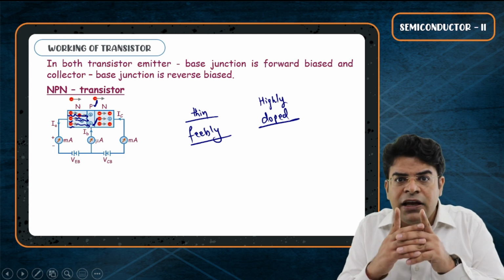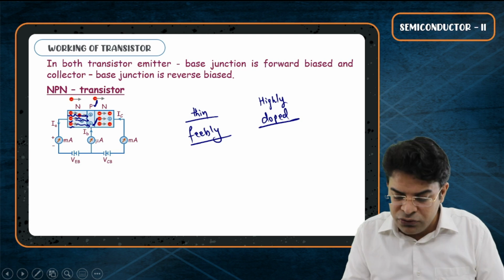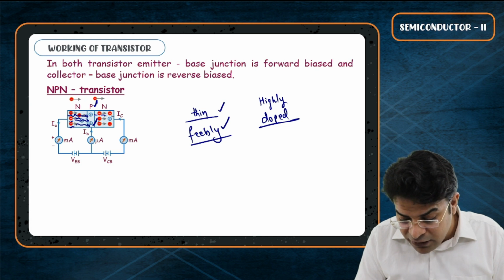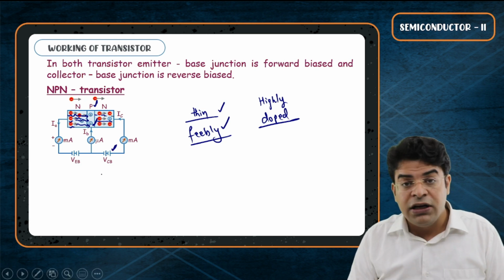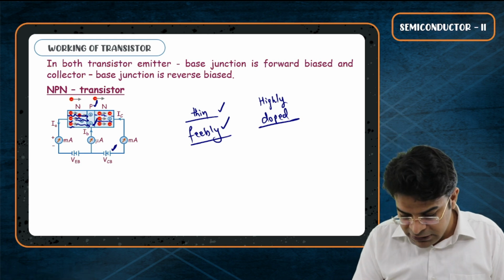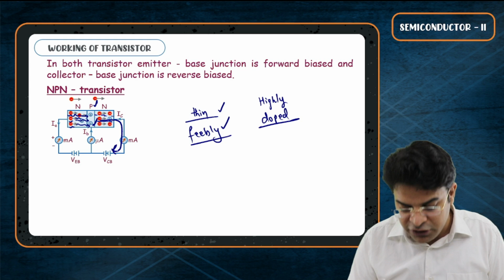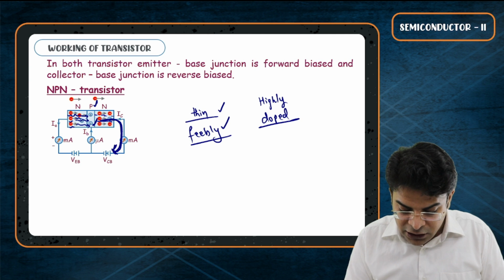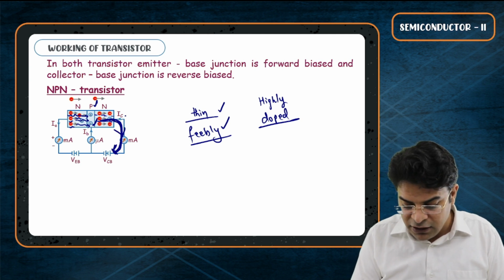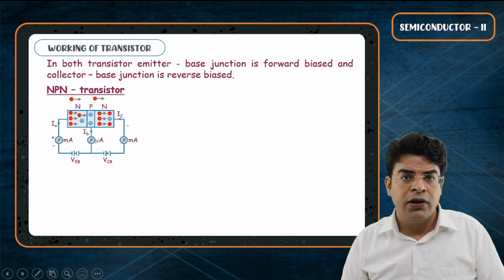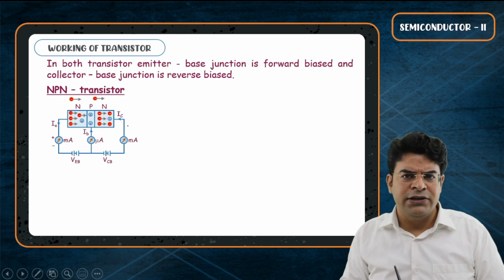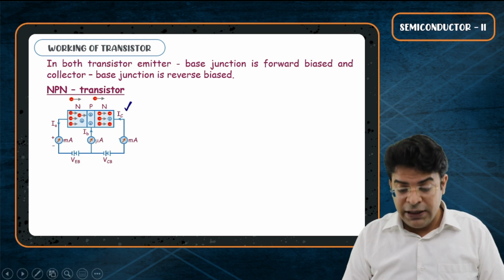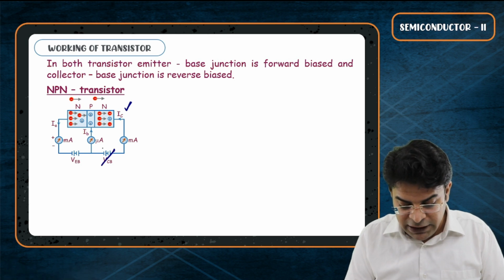And as there are very less number of holes available in the base due to being feebly doped and thin in size, these electrons are then attracted by this positive potential connected to the collector. See here, these electrons will be attracted by this positive polarity. And if the electron moves crossing the collector into this battery this way, you will say that the current has to be in the direction opposite to it. So why do we do all these things? The simple reason, we want the collector current to be independent of VCB.